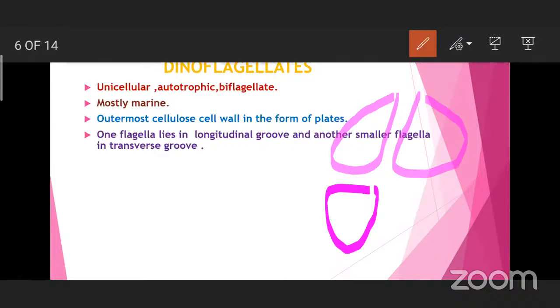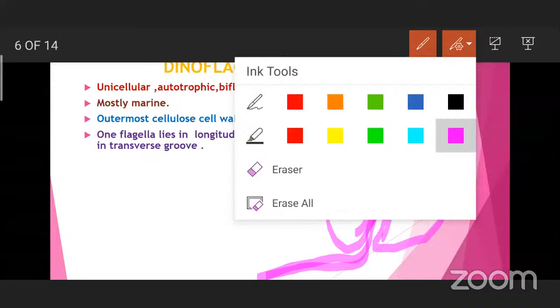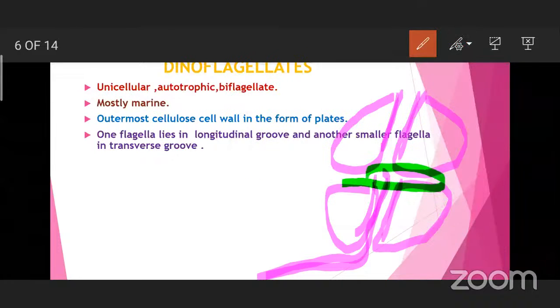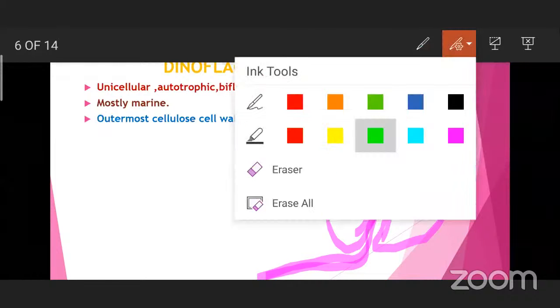You can see it in the form of a top, with the flagella. As I said, biflagellate. From the longitudinal groove, one flagellum comes out. The second flagellum lies in the transverse groove and does not come out. It is helpful in movement, as it creates a water current, and it helps in the movement, and they cause a whirling. That's why they are called whirling whips.